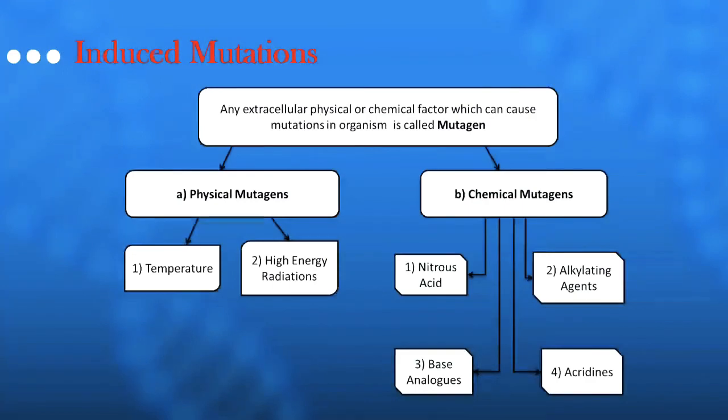Next is induced mutation. Any extracellular physical or chemical factor which can cause mutation in an organism is called a mutagen. There are two kinds of mutagen: physical mutagen and chemical mutagen. For the physical mutagen, there are two types: temperature and high energy radiation. For the chemical mutagen, there are four types, but the main ones are nitrous acid, alkylating agents, base analogs, and aziridines.